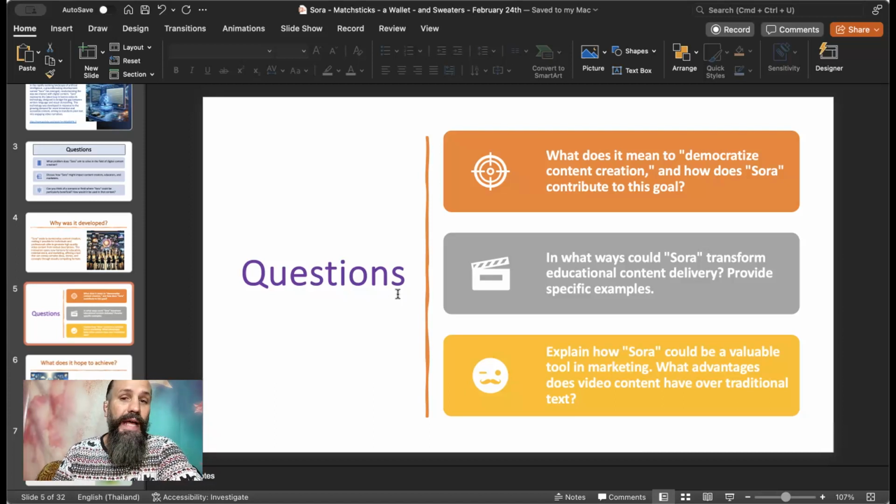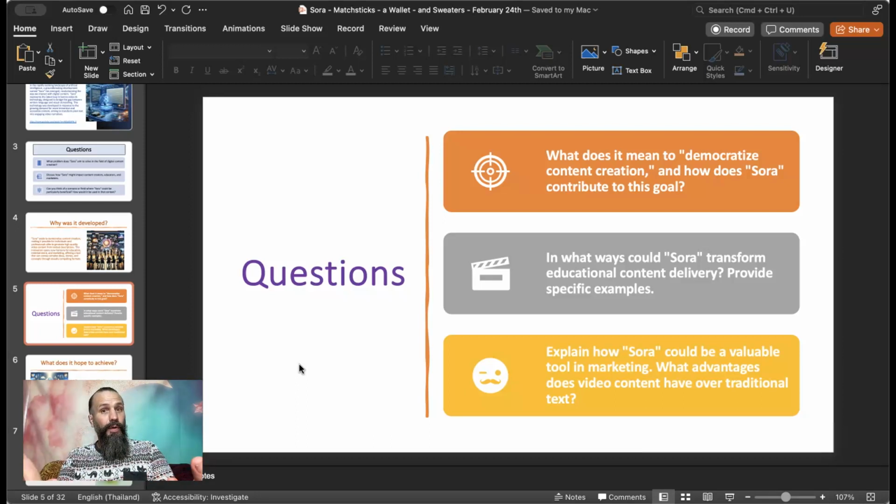Of course, if everyone has access to it, then everyone would have equal abilities to use it in whichever way they deem beneficial. Or, well, yeah, I don't want to go too much. We'll get into these questions. Of course, we're going to get into the nitty-gritty problems, foreseen issues, and all of that. So let's just stick to these questions directly and ask the next one, which is: in what ways could Sora transform educational content delivery?